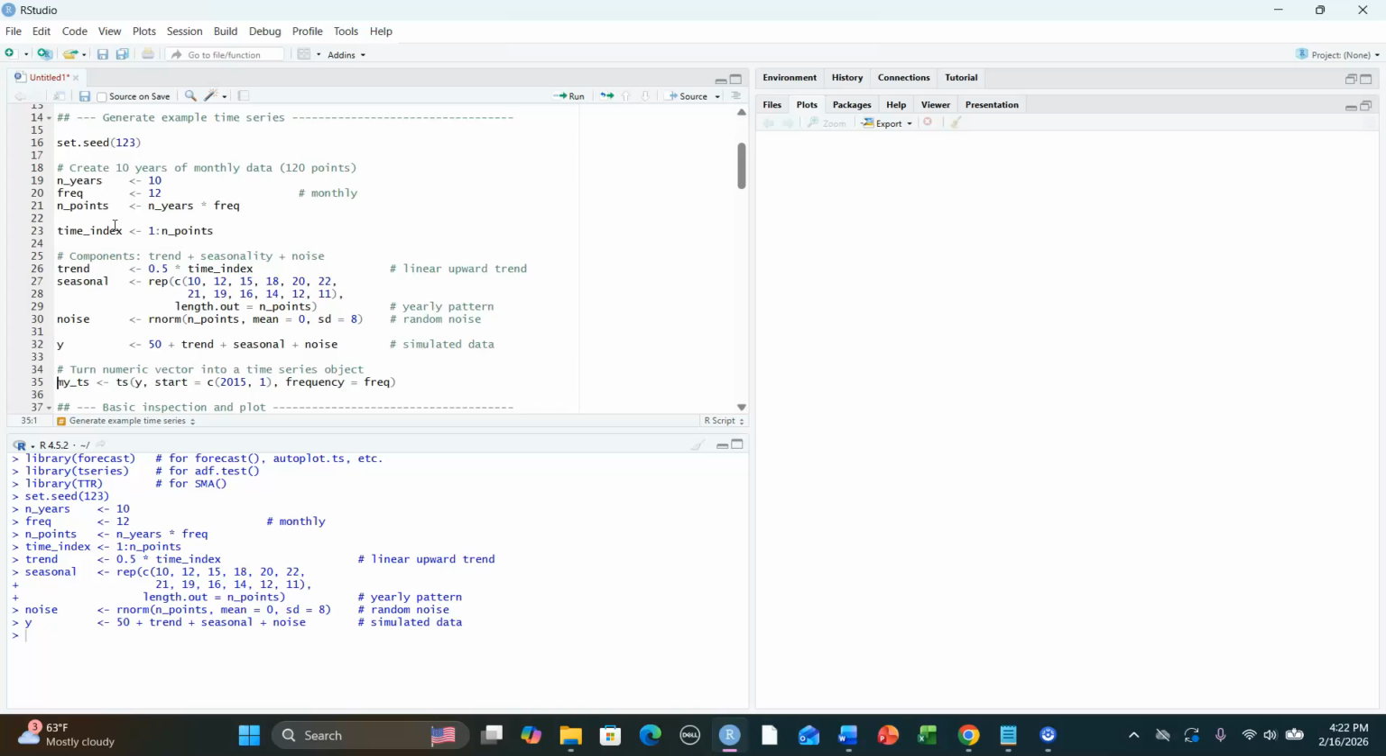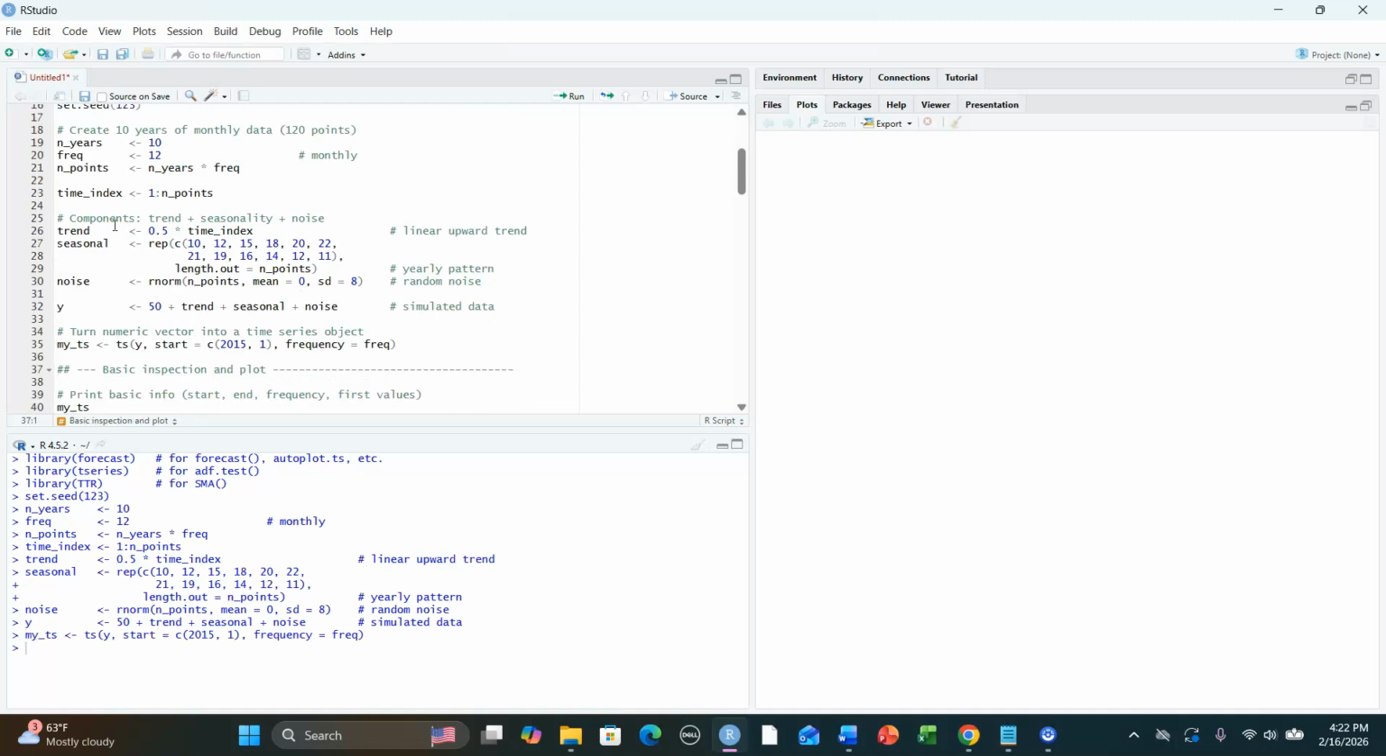Now we turn the numeric vector into a time series object using the R function called ts. Okay, so you say ts of y, start equal to c(2015, 1), frequency equal to 4. Okay, so now we have turned this numerical vector into a time series object. Then we can use all the time series packages.